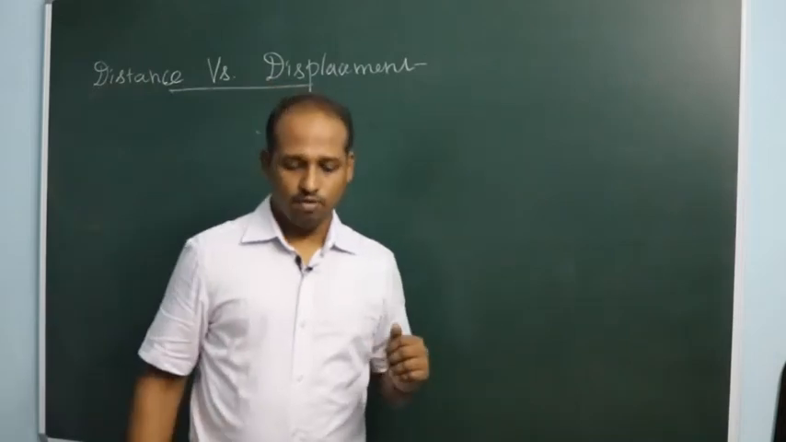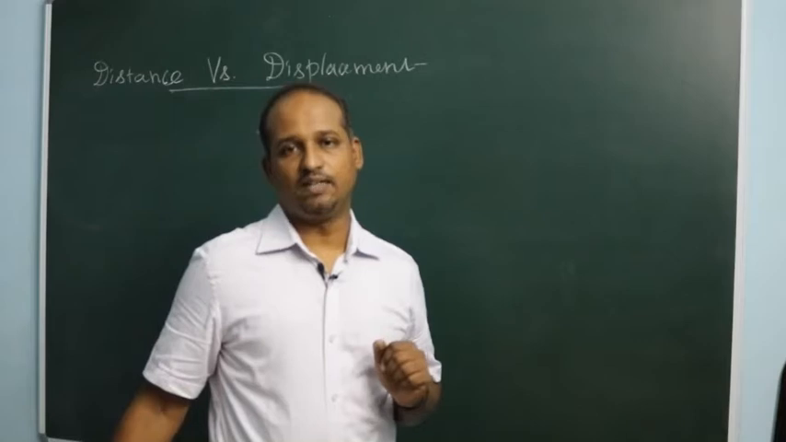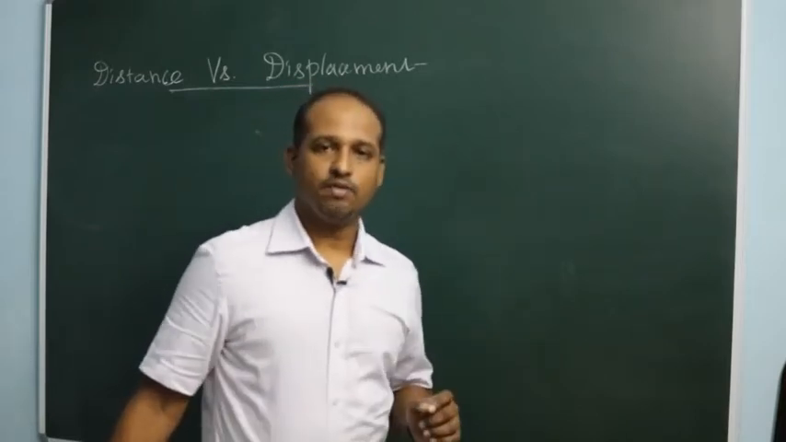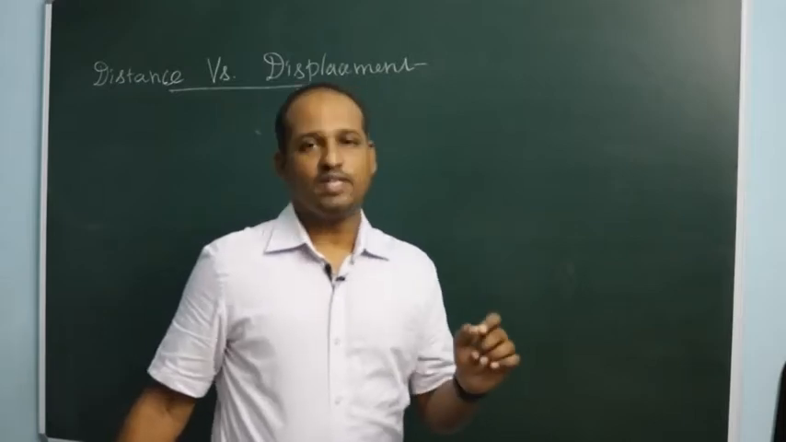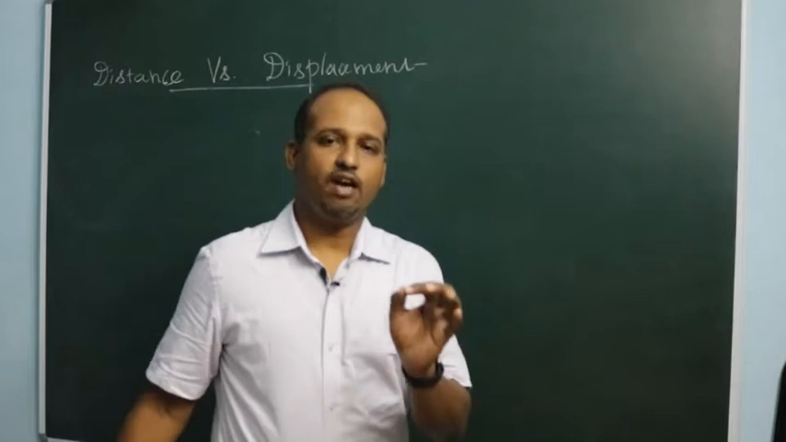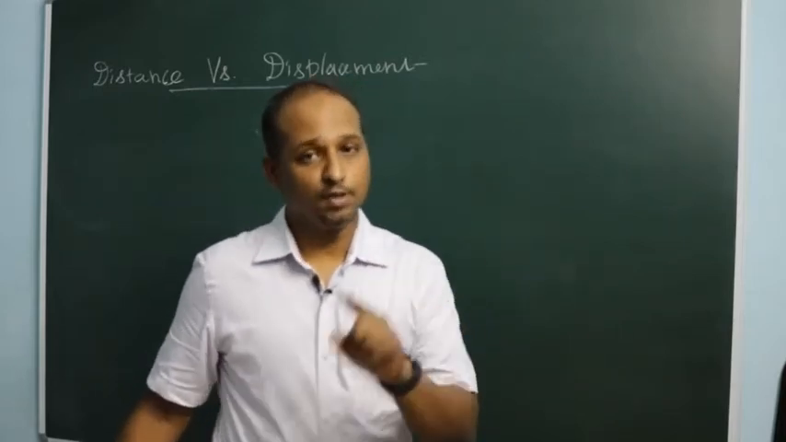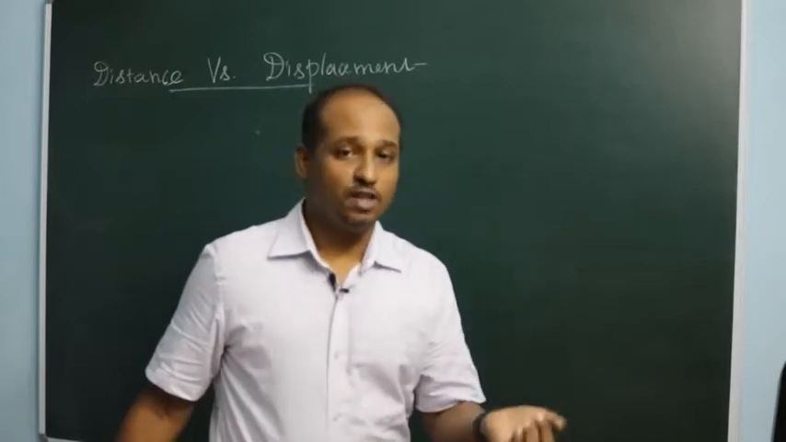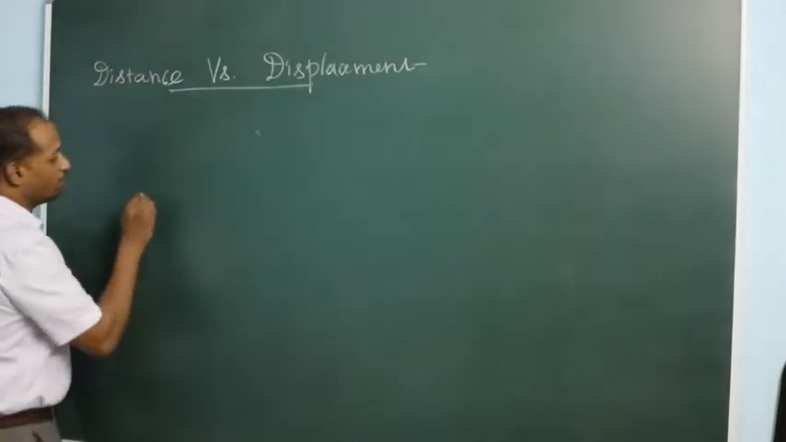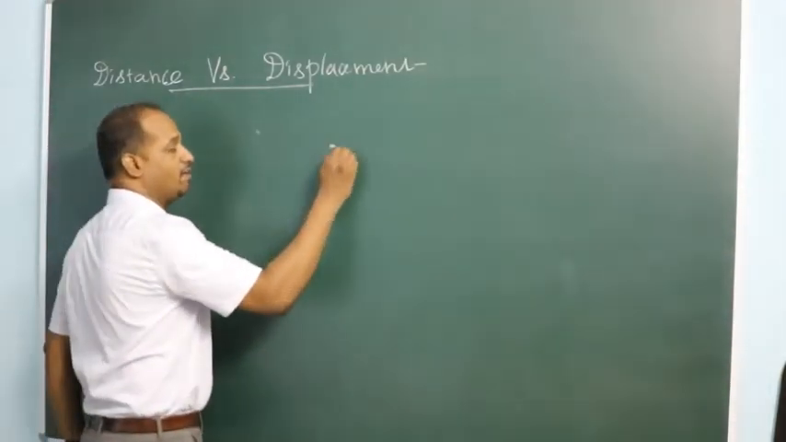In this small video, we will look at the difference between distance and displacement. So in the last video, we saw that all motion is relative. That means the motion of one object is always defined with respect to the other. So when do you say an object is moving? If the object is changing its position with respect to the other object, then we can say that the object is moving. Suppose there is a point A and there is another point B.